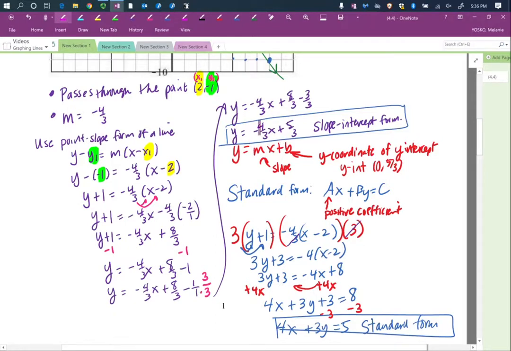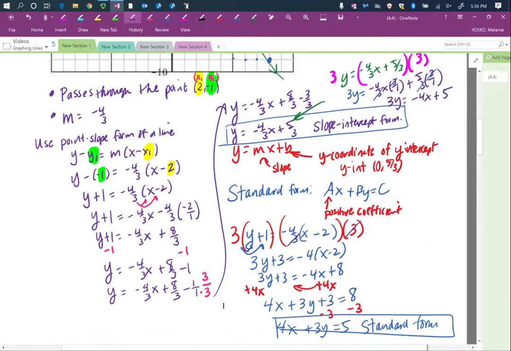We could have also taken this equation right here, y equals negative 4/3 x plus 5/3, and multiplied this by 3 on both sides. If we do that, we're going to get exactly the same thing. 3y equals, well, you're really looking at negative 4/3 x times 3/1 plus 5/3 times 3/1. These 3's will cancel. These 3's will cancel. So you're left with 3y equals negative 4x plus 5. And then we want to add the 4x to both sides. So we see that 4x plus 3y equals 5. You get exactly the same thing that you got here.